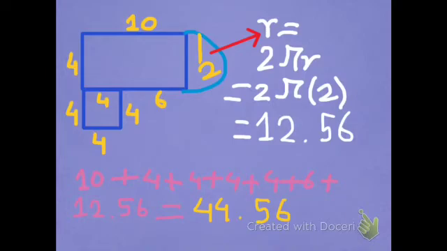And then we just put the radius into the formula, so basically plug it in. So 2 times pi times 2 gives us 12.56. Then we find the others, the top length of the rectangle, by adding 4 plus 6, which gives us 10. So now we have all the sides. All we need to do is add it all together to find the perimeter of the shape. 10 plus 4 plus 4 plus 4 plus 4 plus 6 plus 12.56 equals 44.56. And that is our final answer.